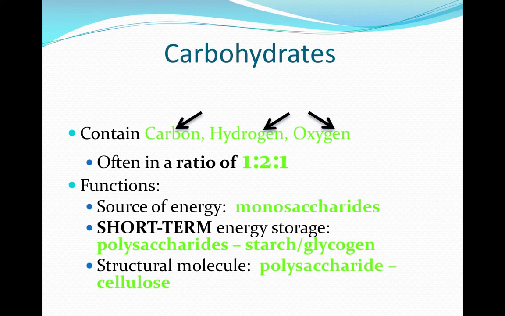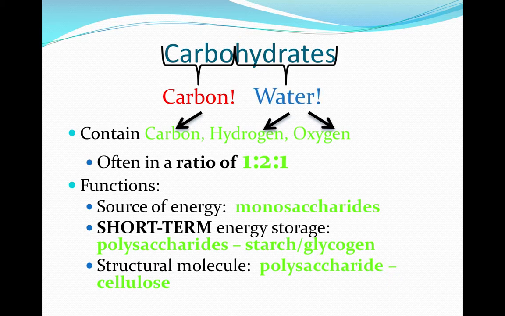So we're going to talk about carbohydrates first. Carbo means carbon. Hydrate refers to water. That's why I always said that carbohydrates are referred to as carbon water. They contain carbon, hydrogen, and oxygen in a ratio of 1 carbon to every 2 hydrogens to every 1 oxygen. So carbon, water, H2O.